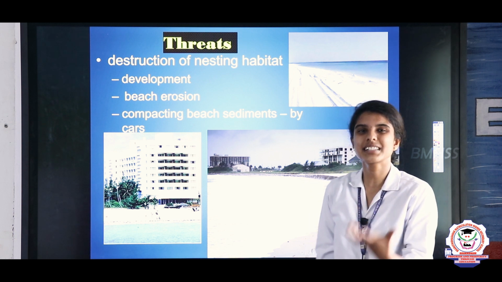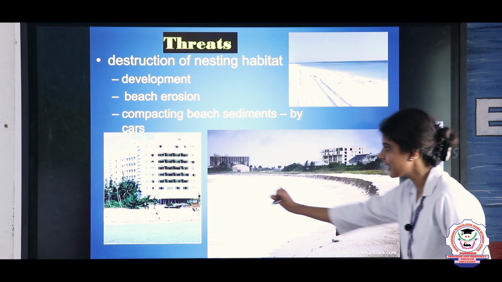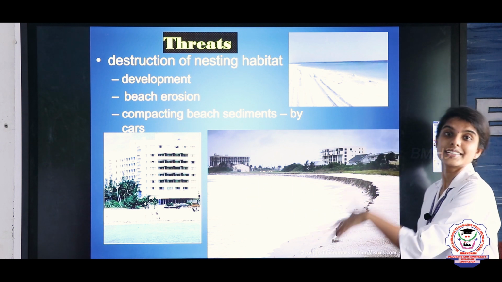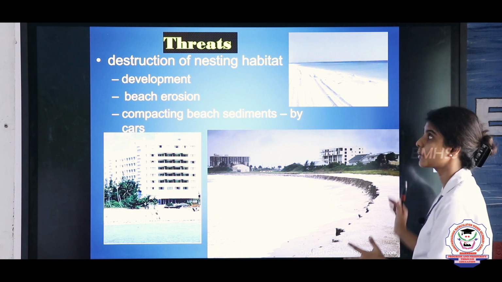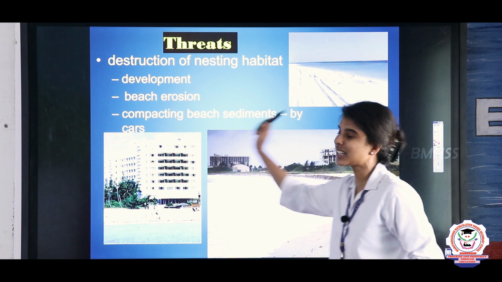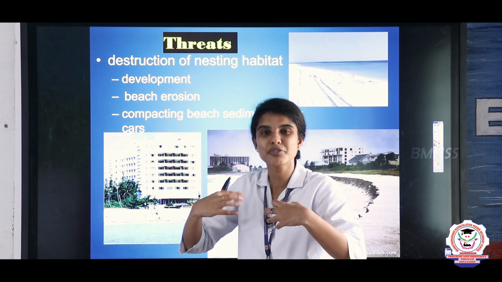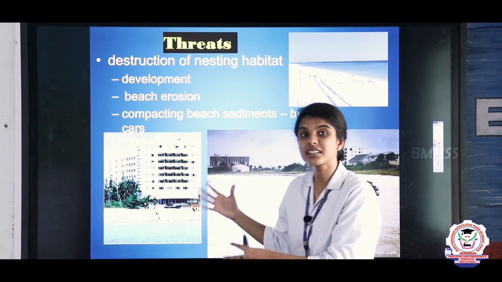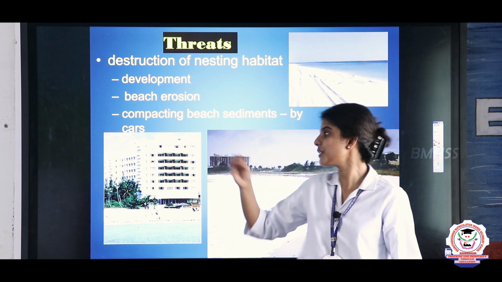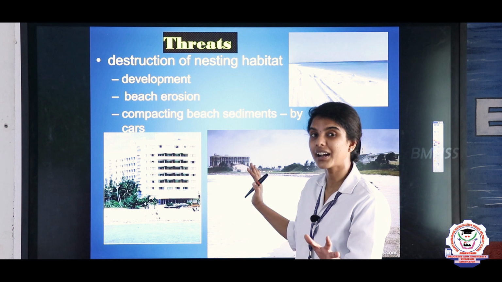Beach erosion is nothing but soil erosion, where you can see here, it's a beach erosion by the sea water. By this also the sea turtle dies. So this is also a threat to sea turtle. Then compacting beach sediments by cars. Yes, what we do is drive a car onto the beach. If we do like this, the eggs that are inside the pit of the sea turtle will die. So these are all the threats faced by sea turtle.